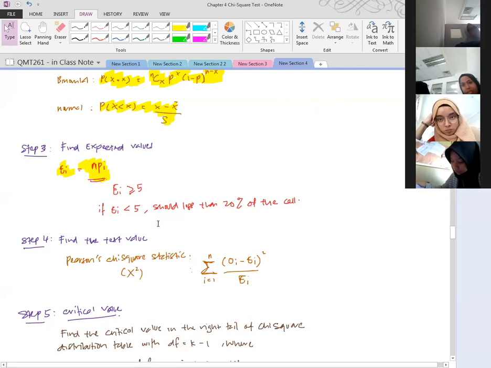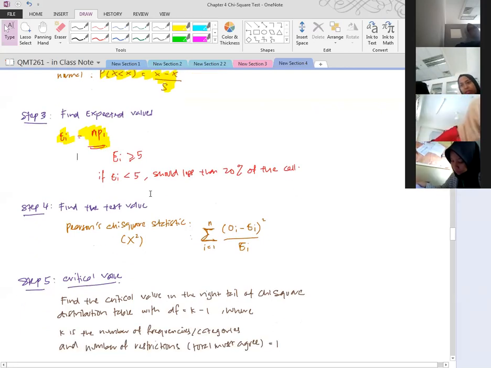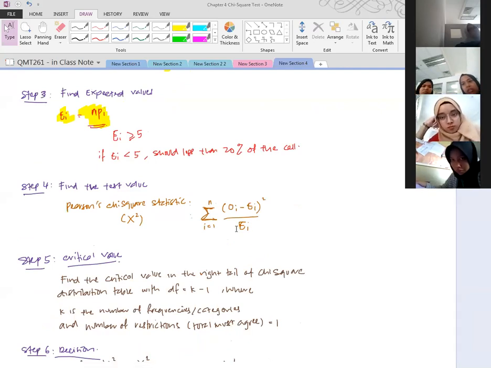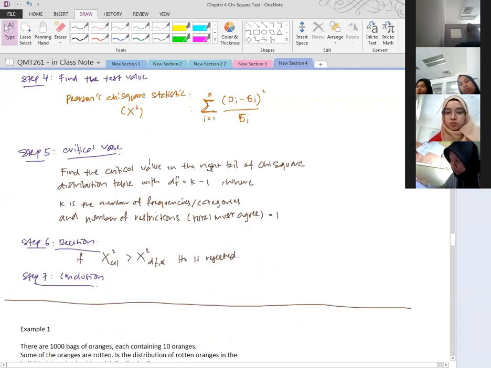Step number 4 is using our test statistic, the Pearson chi-squared statistic. So same formula. For the critical value, we need to find it on the right tail, because the chi-square is a right tail distribution. The degree of freedom is k minus 1, where k is the number of frequency categories, and the number of restrictions must agree, that the total is 1.